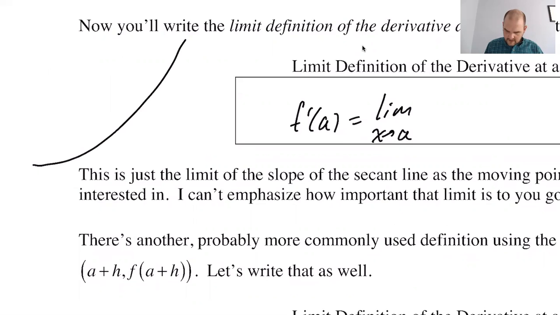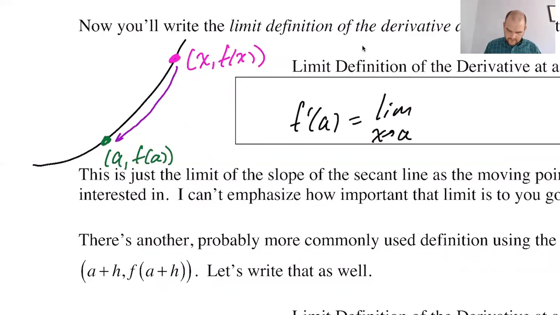Let me draw a little picture. Here's our point a, f of a. And then here's our point x, f of x. It doesn't really matter what side it's on, but you pretty much always draw it to the right. And what's going to happen is we're going to let this point move closer to this point. So we want x to approach a. And as x approaches a, the secant line turns into a tangent line. When x gets to a, and they're exactly in the same place, it is the tangent line. So that's what we're doing here.